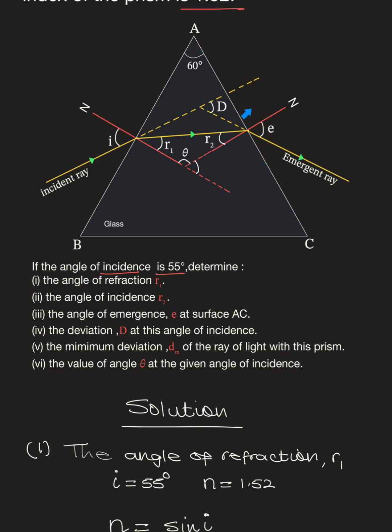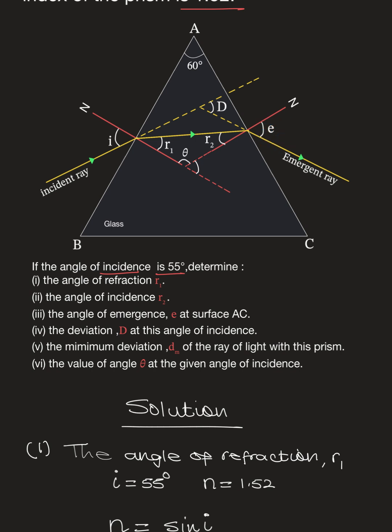What I want you to understand about this point is, if the ray of light is moving from the glass to the air, the angle of incidence is R2 and the angle of refraction will be E. But if you are considering the reverse, that is, the ray of light is moving from the air to the glass, the angle of incidence will be E and the angle of refraction will be R2, as stated by the principle of reversibility of light.